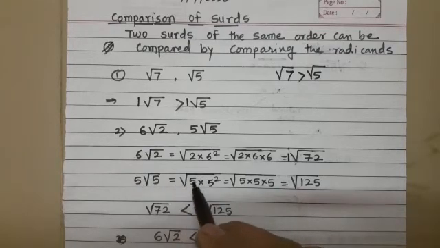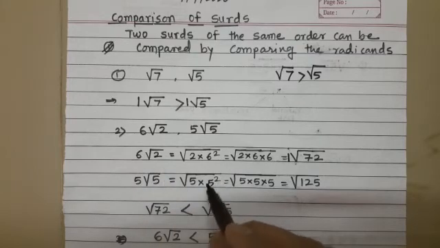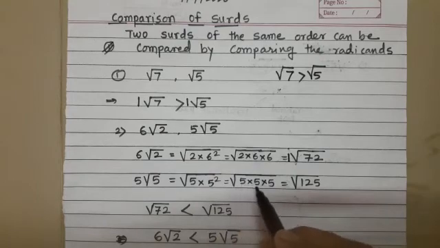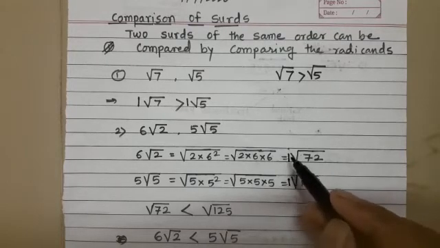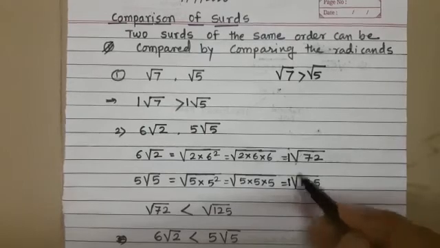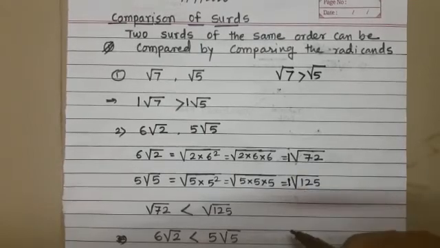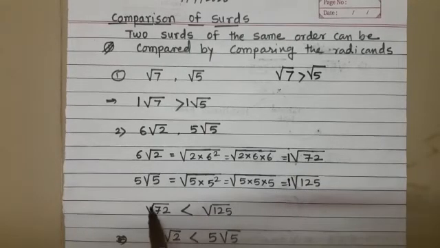Now square root of 5. Take this 5 inside the square root, doing the square. Square root of 5 into 5, that means square root of 125. Now the rational part of the surd is 1 here. When the rational parts of the surds are 1, then it is very easy to compare them. Now the orders are same. The orders of the surds are 2.